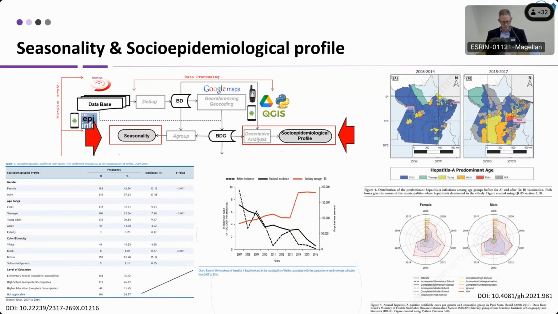And here on the left below is just an example of a descriptive analysis of the social epidemiological profile and seasonality of hepatitis A in the municipality of Belém, state of Pará, in the Brazilian Amazon. And on the right, another study on social demographic and spatial temporal profiles of hepatitis A, which shows results on the temporal variation of notified cases of the disease, also by gender, educational group, and on the distribution of predominant infection among age groups.